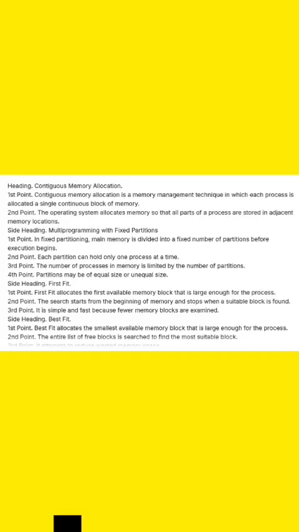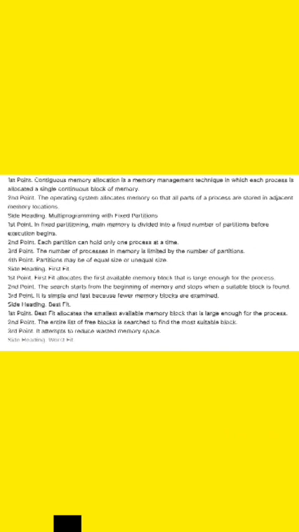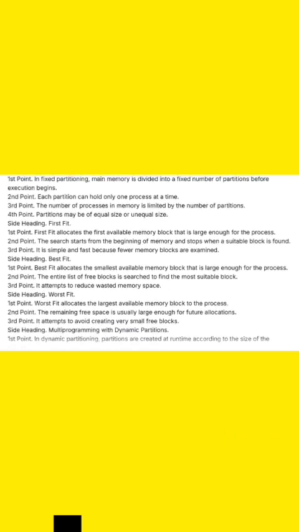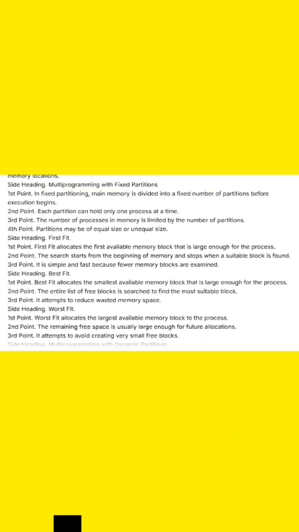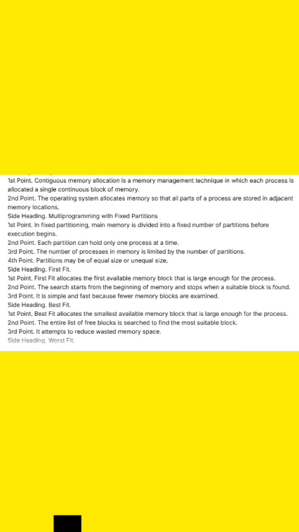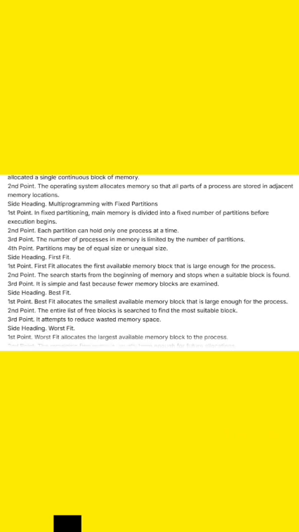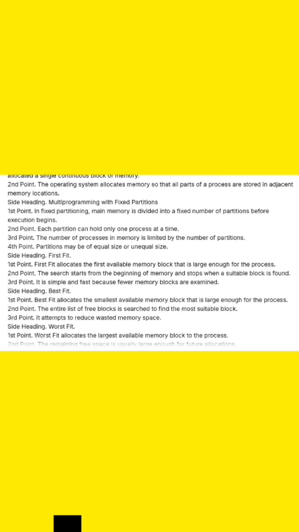Contiguous memory allocation. First point. Contiguous memory allocation is a memory management technique in which each process is allocated a single continuous block of memory. Second point. The operating system allocates memory so that all parts of a process are stored in adjacent memory locations. Multiprogramming with fixed partitions.